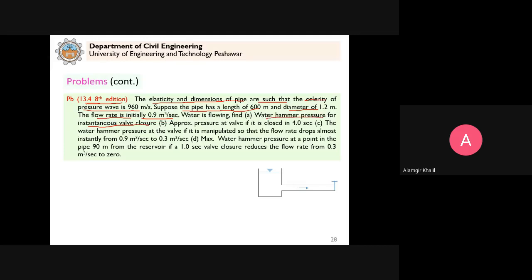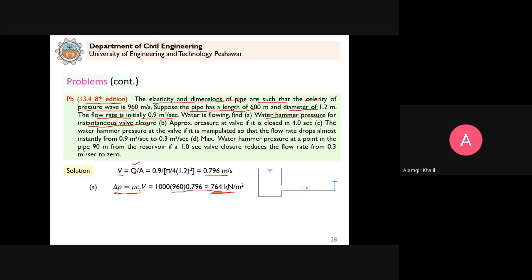So now we need to calculate for instantaneous closure, time Tc equal to 0, what is the pressure. So we calculate the velocity, discharge is given, velocity is 0.796, and now for instantaneous valve closure, delta P is rho Cj into V. This is what we discussed. So just put the values, this is the pressure, 764 kilonewton per square meter.